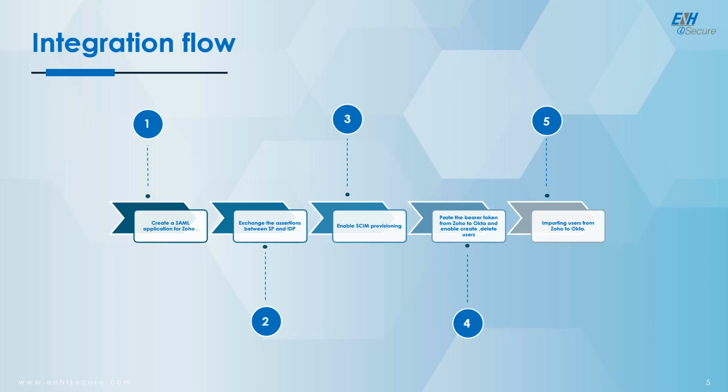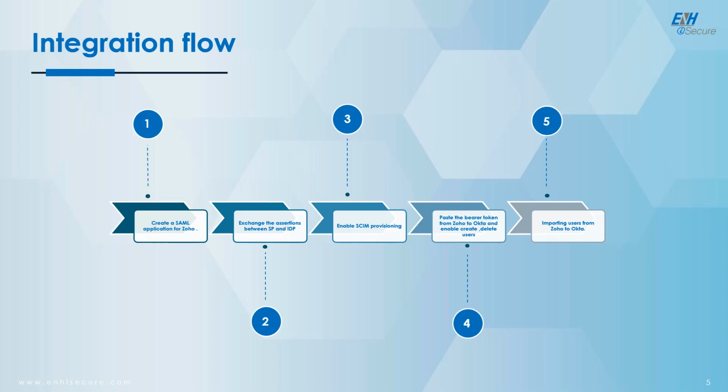Step 3. Enabling SCIM provisioning. Next, you can enable SCIM provisioning. SCIM is a way to manage user identities across different systems automatically. Think of it like a robot that helps keep user accounts up to date across all platforms. When SCIM is enabled, Okta can automatically create or update user accounts in Zoho People Plus based on the information it has.